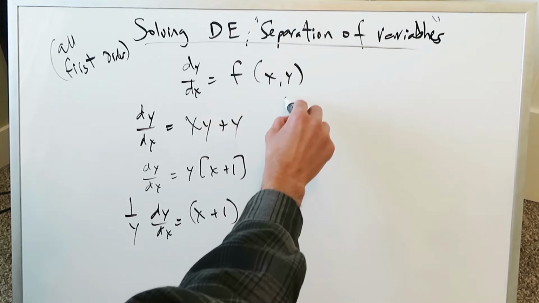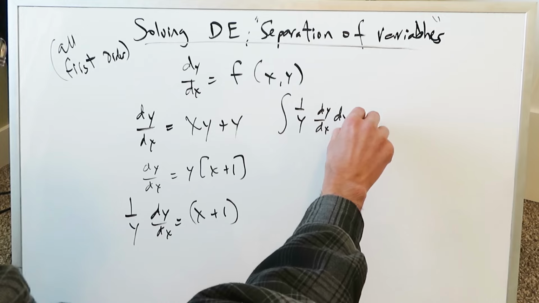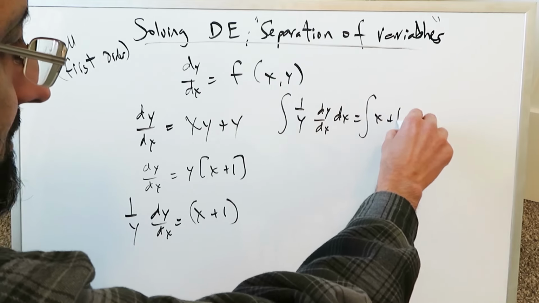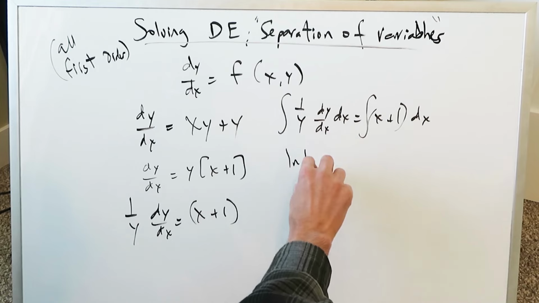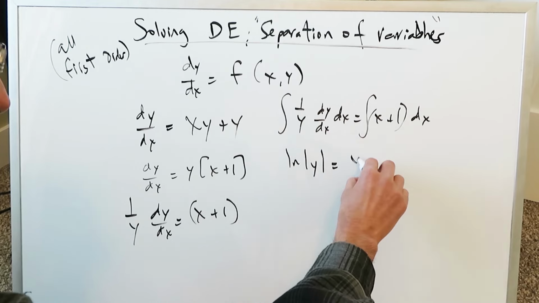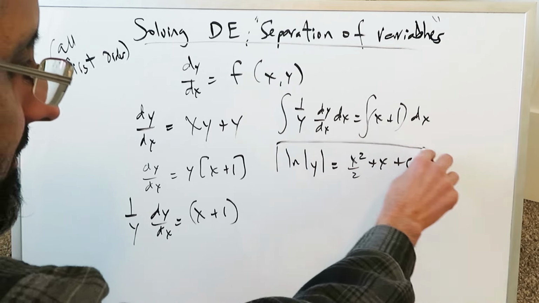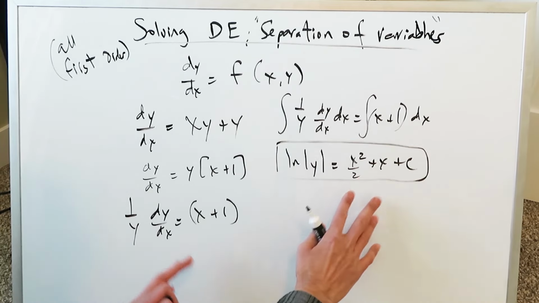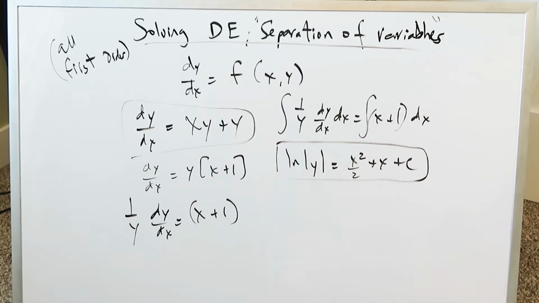Now bring in the integral sign. You'll have the integral of 1 over y dy is equal to the integral of x plus 1 dx. Integrate this. You're getting a natural log over here, but over here you're getting x squared over 2 plus x plus c, and this can very well represent your answer, the function for which this first order differential equation should hold true, and the answer should be right.